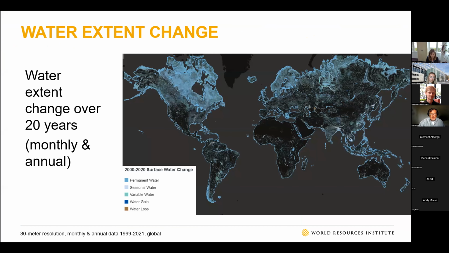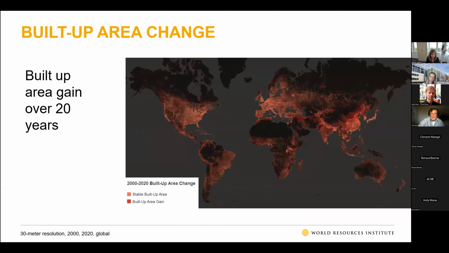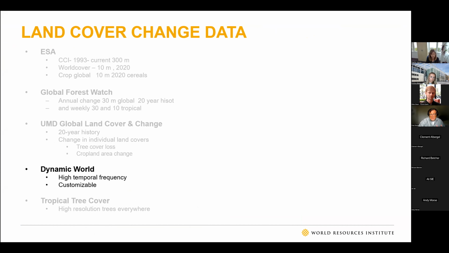Water extents, we can have seasonal water, monthly water. It's all possible now with the data. Build-up area, I talked about it already. So that is all in that new global land cover data.